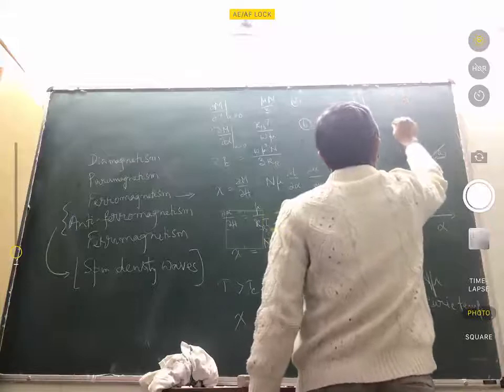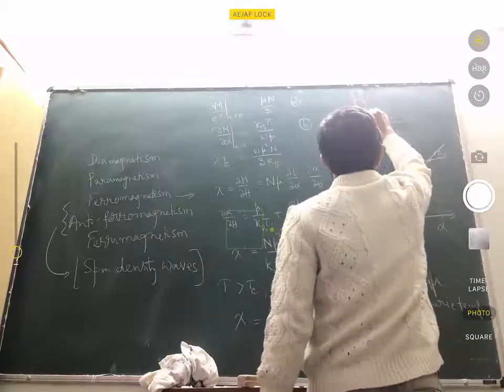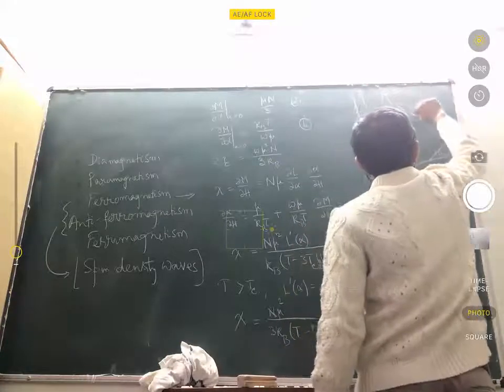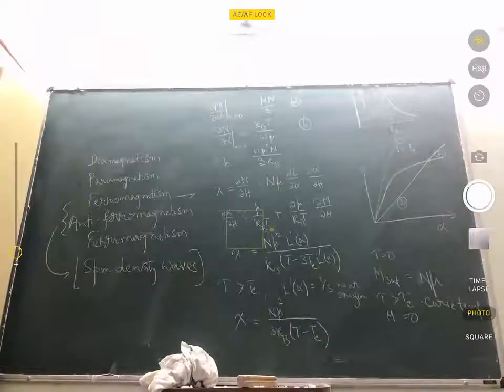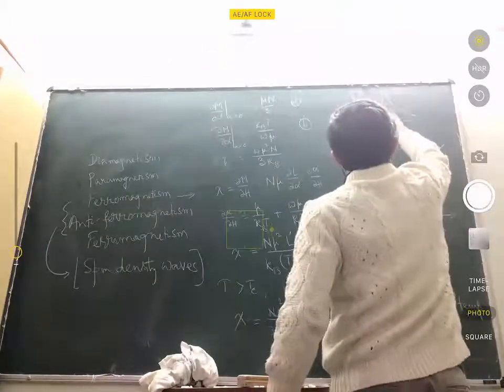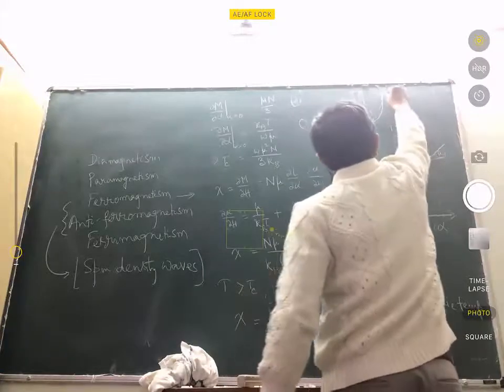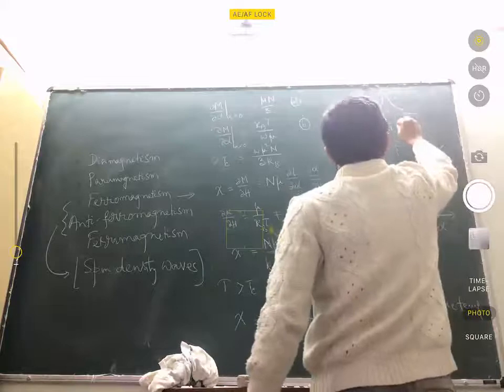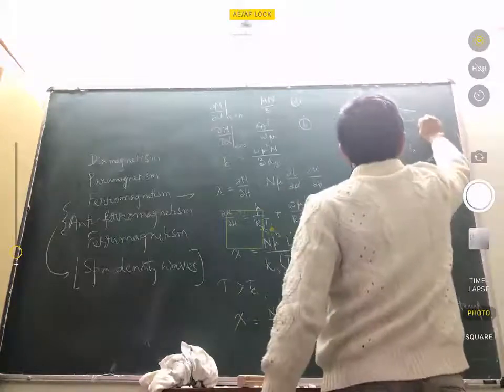Something like that. Yeah, let me correct that just a bit. So this is TC and this is chi. So that's how it looks.